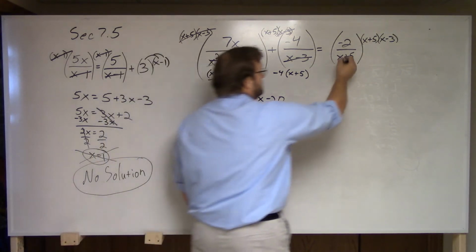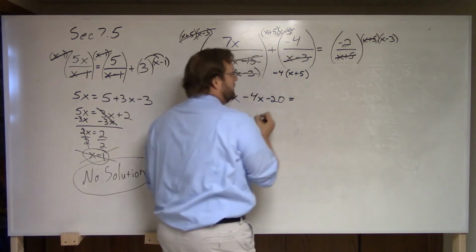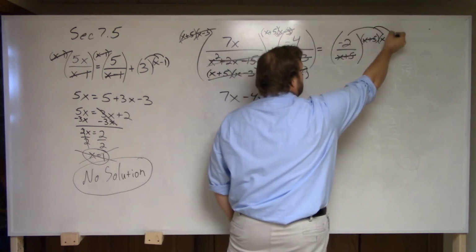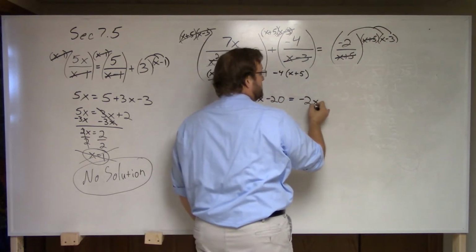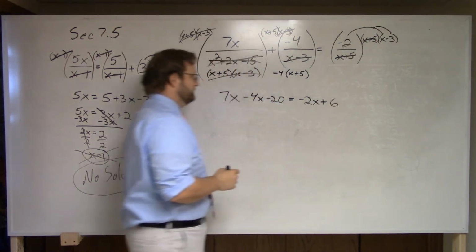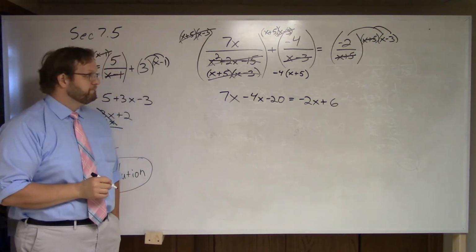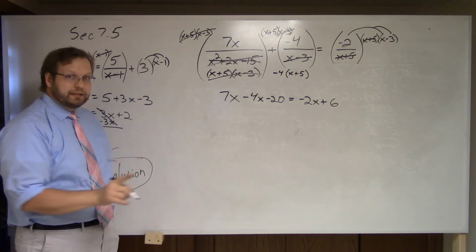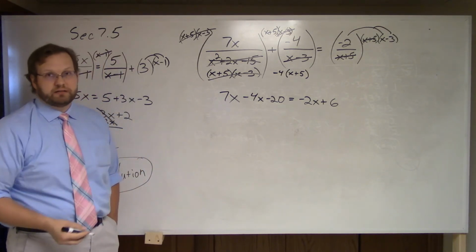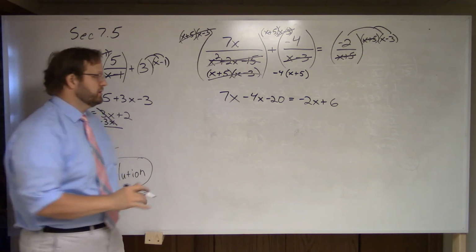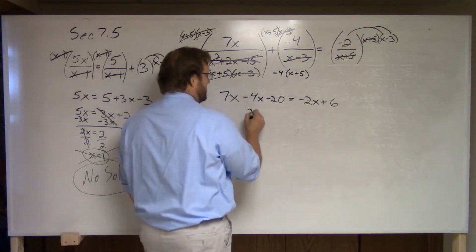The next one is gone. I distribute that negative 2. So I got negative 2x plus 6. Okay? So, once I clear those fractions out, I solve that regular basic equation. 7 minus 4 is 3x.